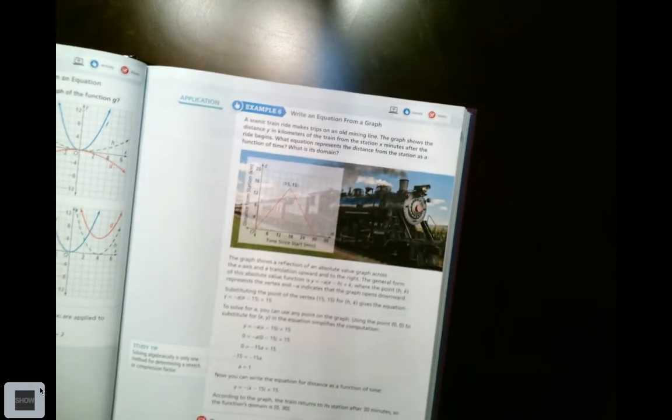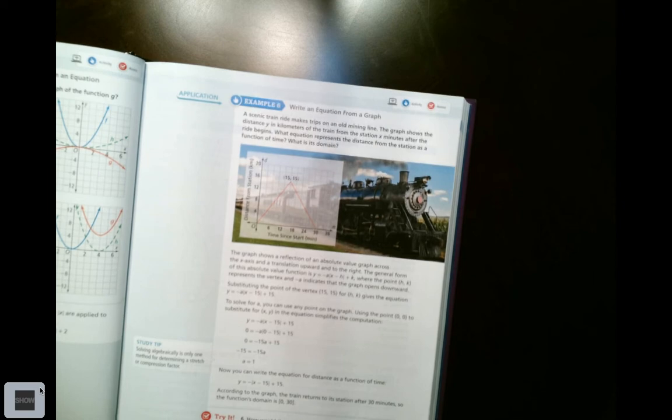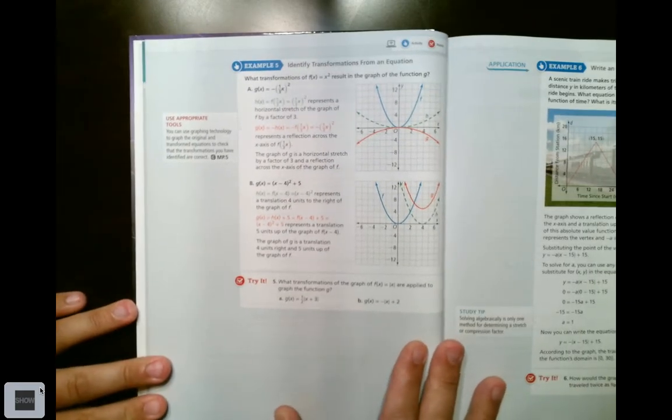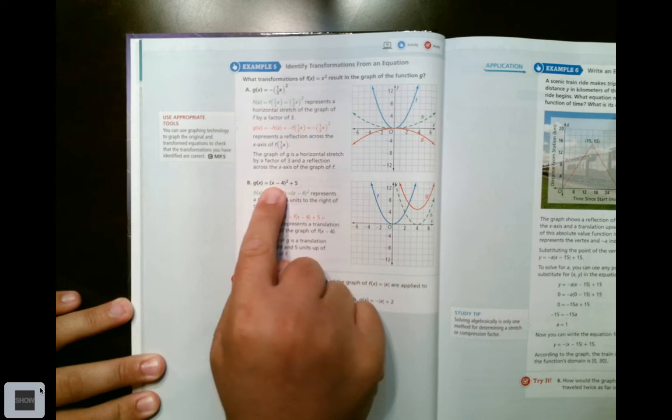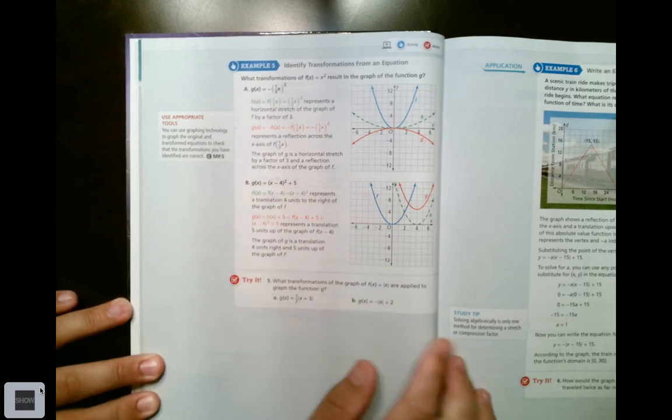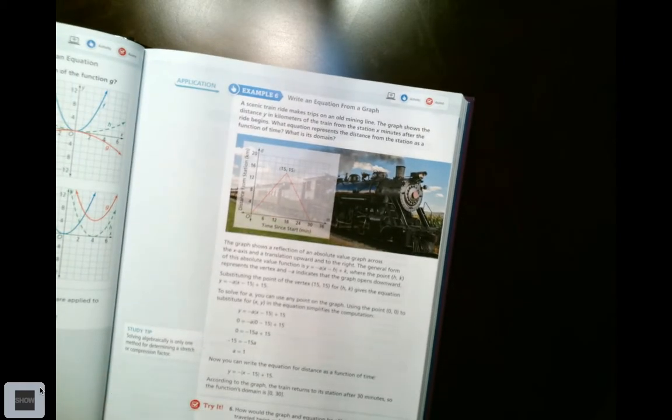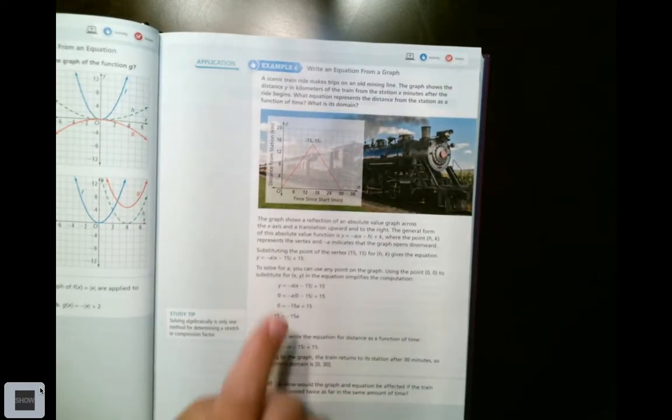In example 6, write an equation from the graph. So it's kind of similar to example 5. Can you look at a function and be able to tell me, oh, this shifted up 5, this shifted right 4, right? Can you tell me those transformations, versus example 6, just coming up with the function and being able to write it based off the graph.